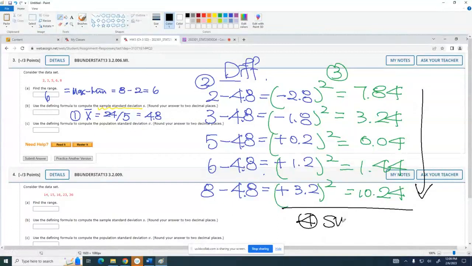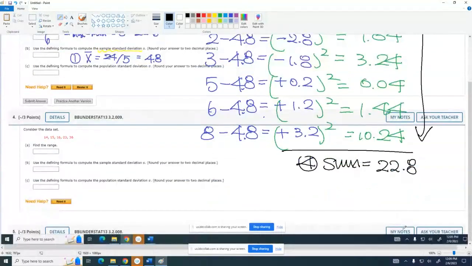take the sum. So 7.84, 3.24, 0.04, 1.44, 10.24. My sum will be 22.8.